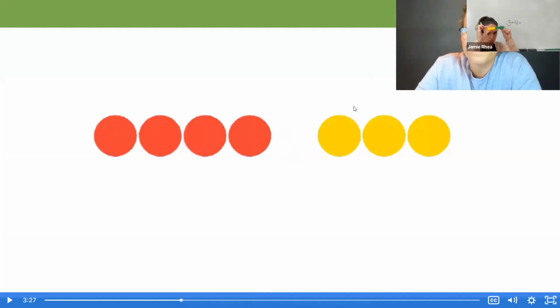Do I know how many are there? I can count on, or I can count my linking cubes, or I can count the counters on the screen. So let's count on: 3, 4, 5, 6, 7.